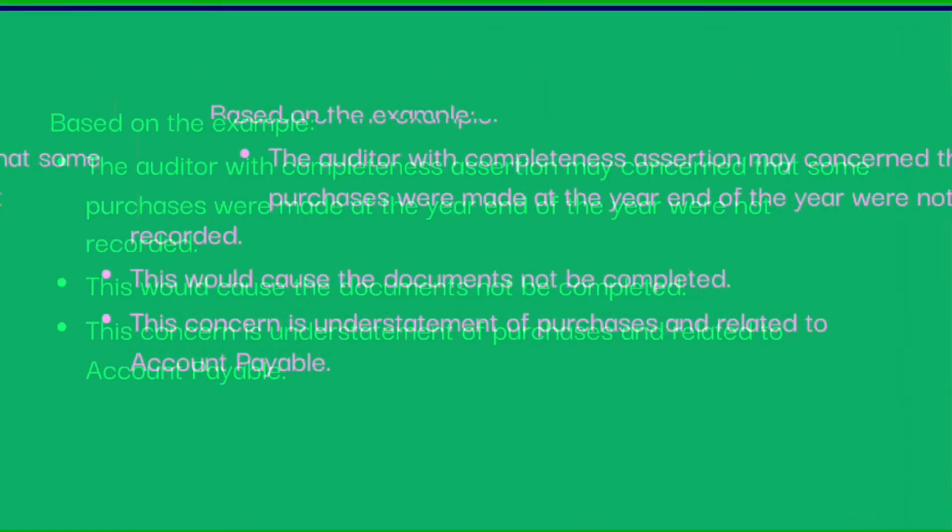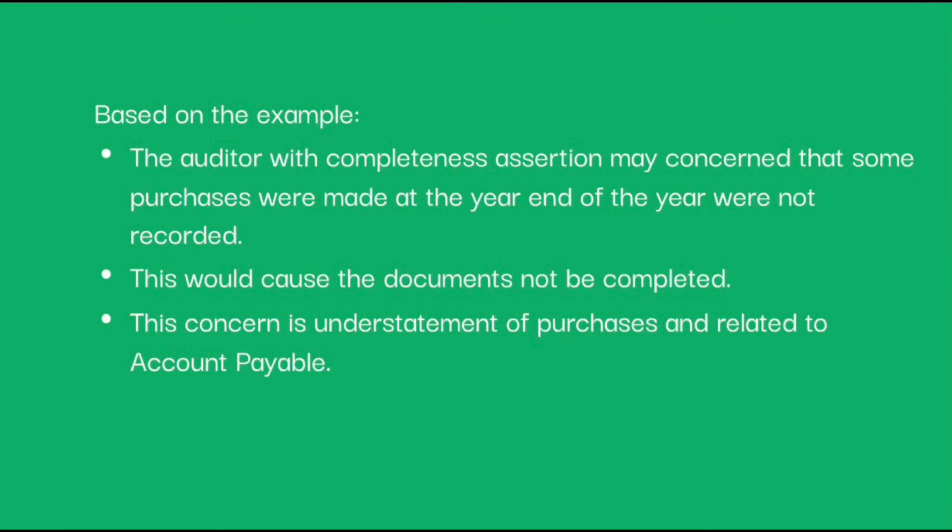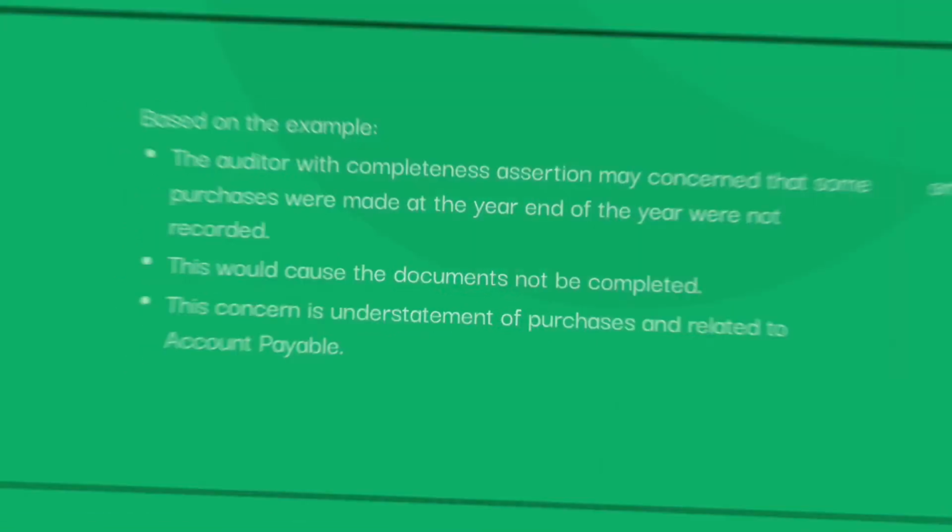Based on the example, the auditor with completeness assertion may be concerned that some purchases made at the end of the year were not recorded. This would cause the documents to not be complete. This concern is understatement of purchases and related accounts payable.